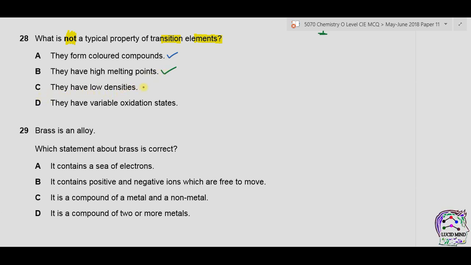Part C. They have low densities. This is incorrect because transition elements are metals and they have high densities. Part D. They have variable oxidation states. This is also true as we can see that iron is present in +2 while it is also present in +3 oxidation state. The only incorrect property is C, so therefore C is the answer.